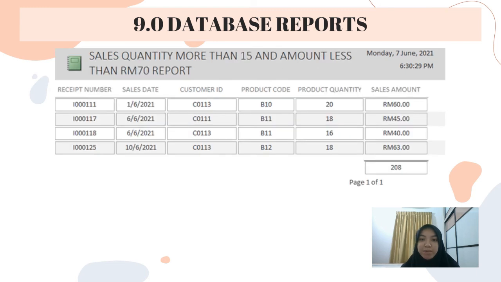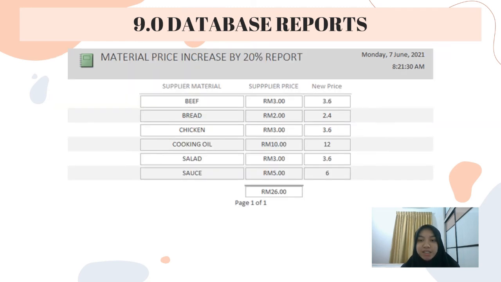The ninth report summarizes sales transactions where customers purchase more than 15 pieces of products with less than 70 ringgit. We can see that there are 4 sales transactions that meet the requirement and need to be examined for cost management. The next report is the incremental price report, where it displays the new price of material if there is a 20% increase in the price of product supplies.